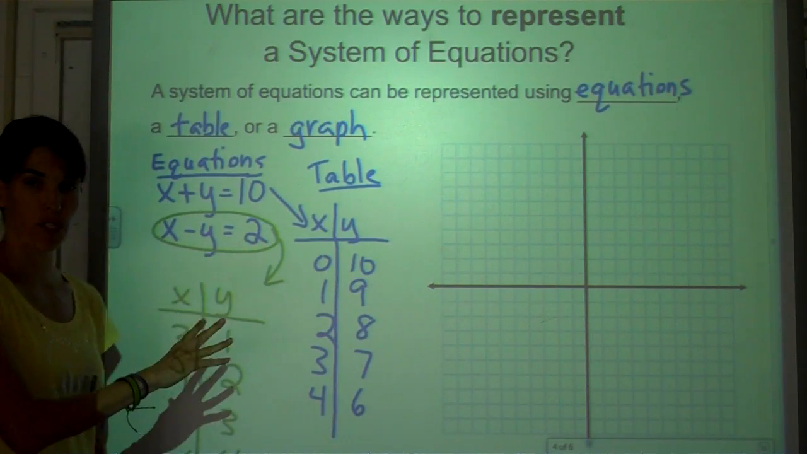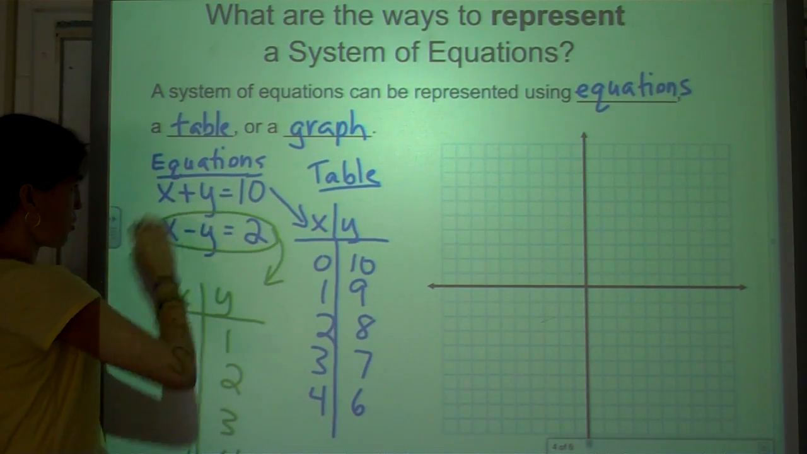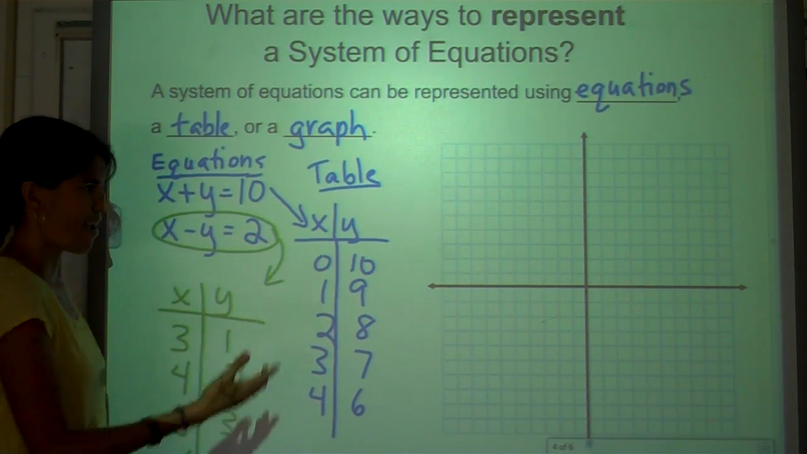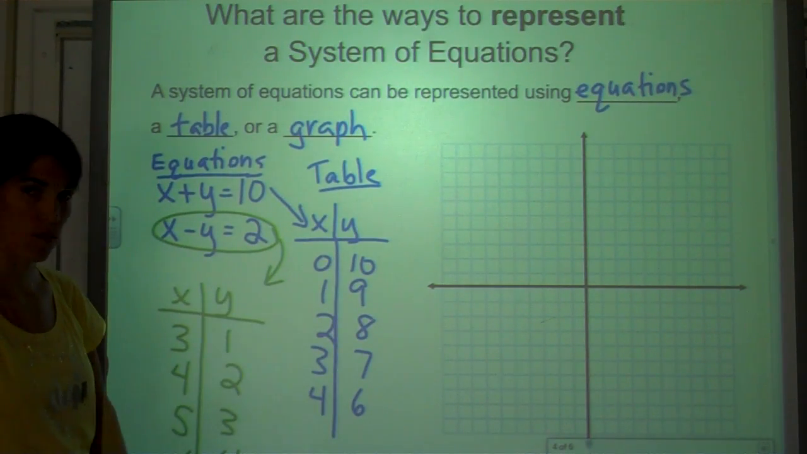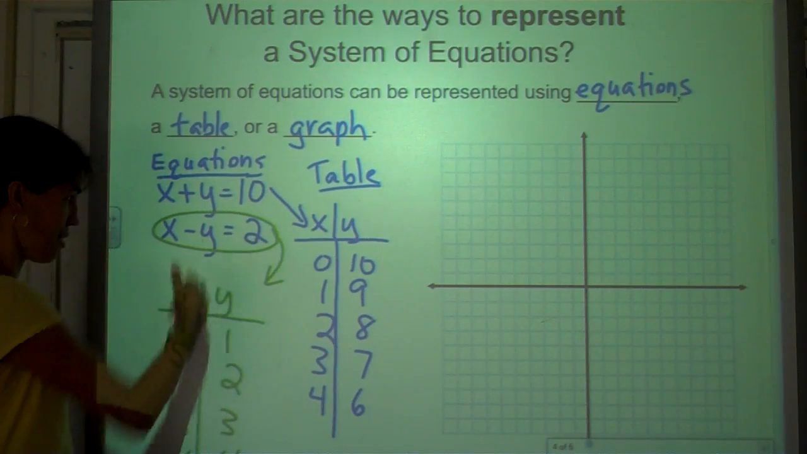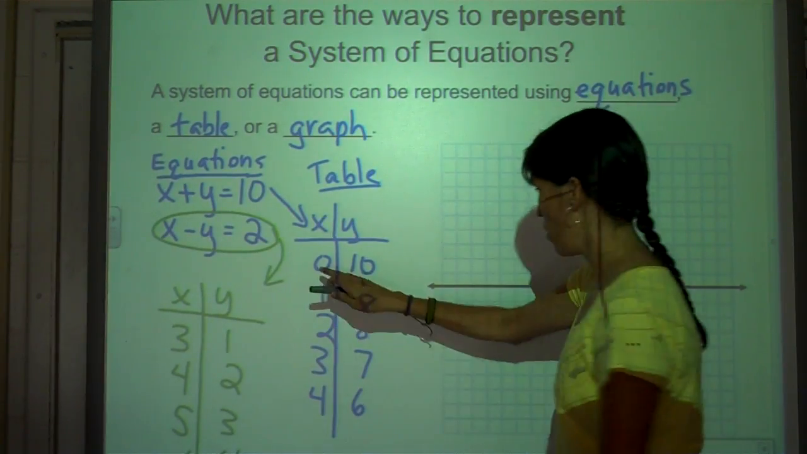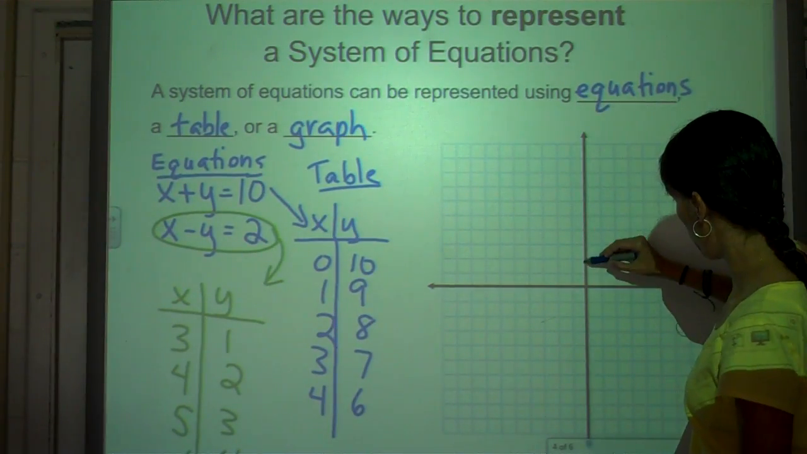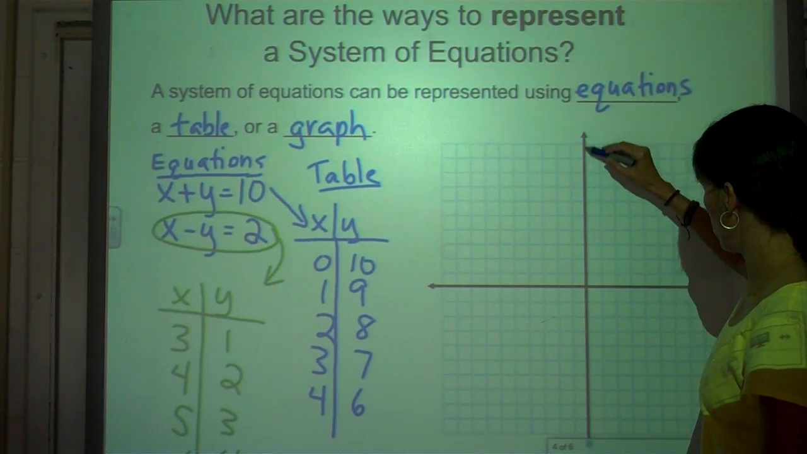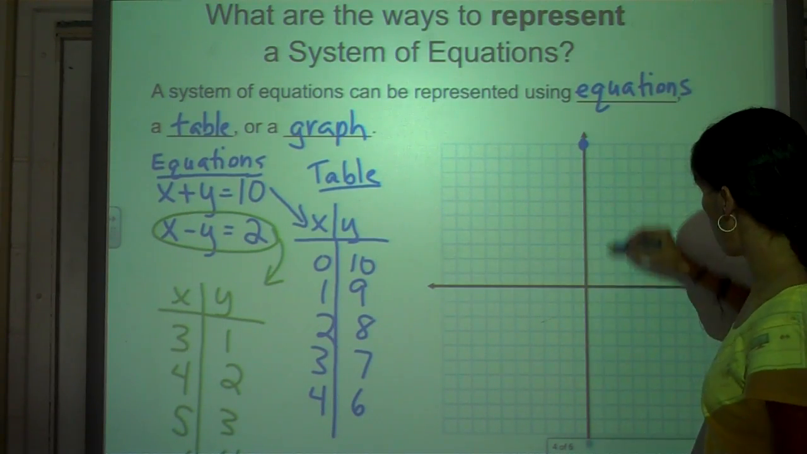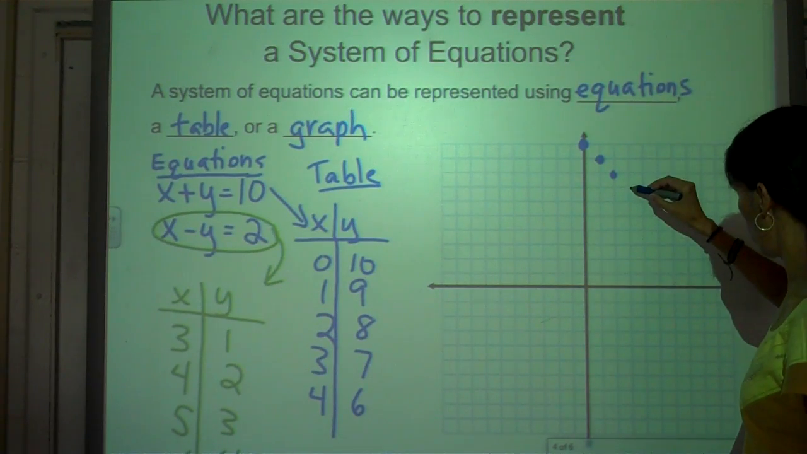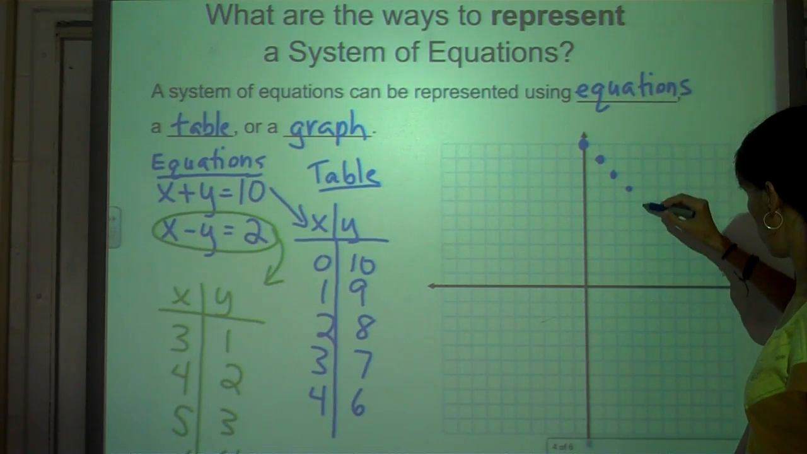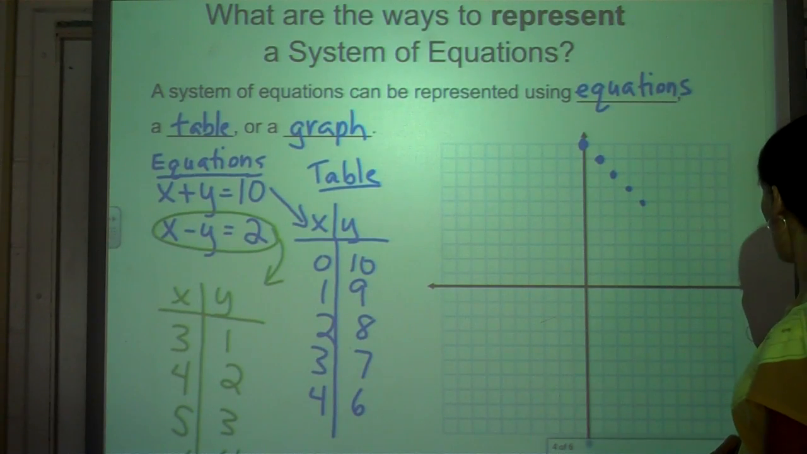So that's how you represent this system using equations, a table, and now, to get the graph, all you have to do is plot these ordered pairs. So I'm going to do this one in blue, and I'll do that one in green, I guess, maybe to help. Okay, so 0, 10, hopefully at this point, 1, 9 will be right here, 2, 8, 3, 7, 4, 6.